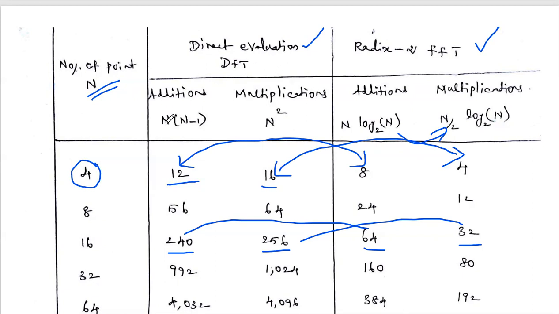For whatever the value of n, you just substitute in the formula. In direct evaluation, n into n minus 1 additions and n squared multiplications. But in the case of FFT, n log n additions and n by 2 log n multiplications. Using these formulas, you just find and write down the answers. It's a very important 2-mark question in this topic.